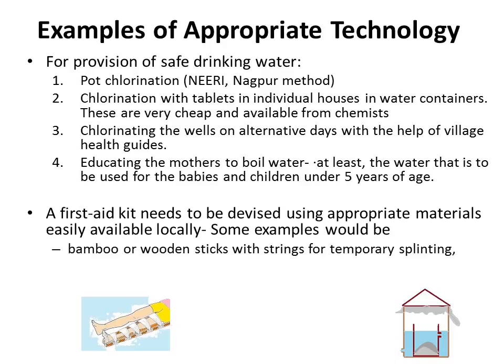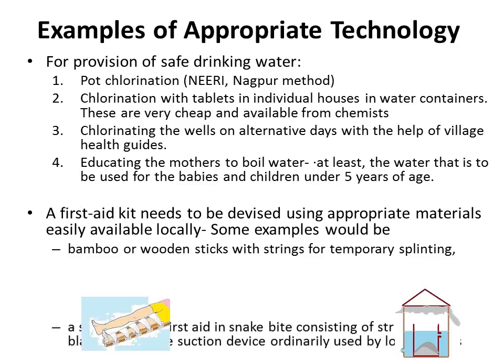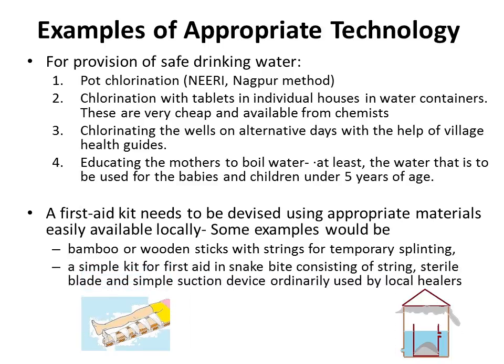Then a first aid kit may be devised using appropriate material like bamboo or wooden sticks for temporary splinting. A simple kit for first aid in snake bite can consist of string, sterile blade and simple suction devices which are ordinarily used by local healers.